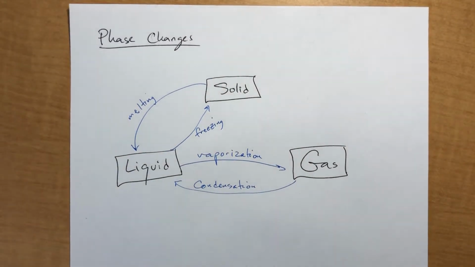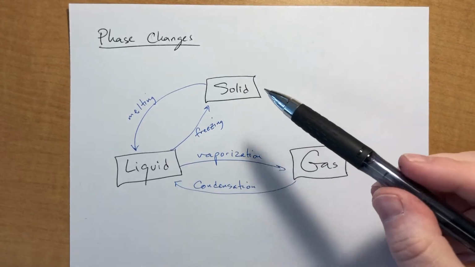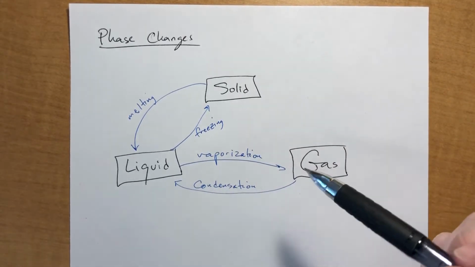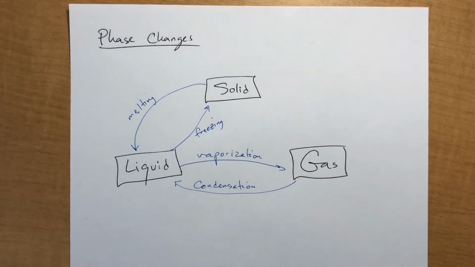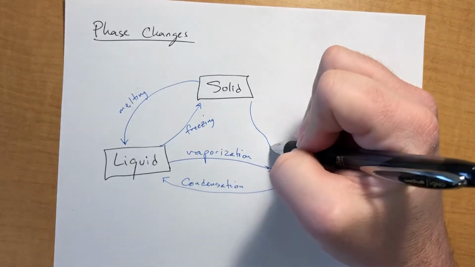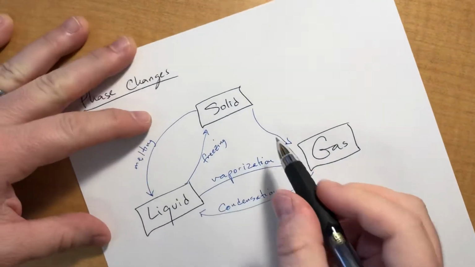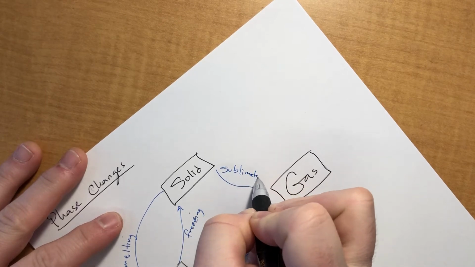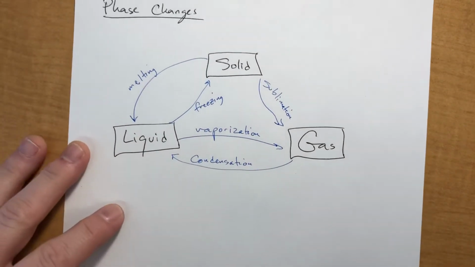Okay. It is entirely possible to go from the solid phase to the gas phase without passing through the liquid. It requires some weird conditions, and later in this chapter we are going to talk about that. That is a process called sublimation. Can't draw a straight arrow apparently, but that's okay. Sublimation is kind of weird. Actually, it looks really, really cool.